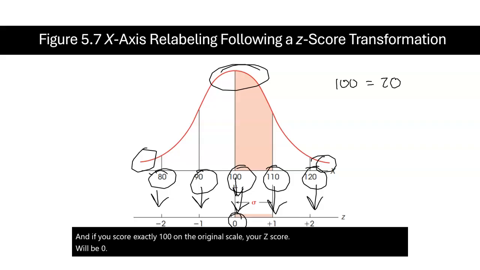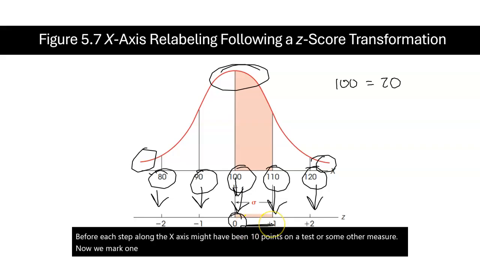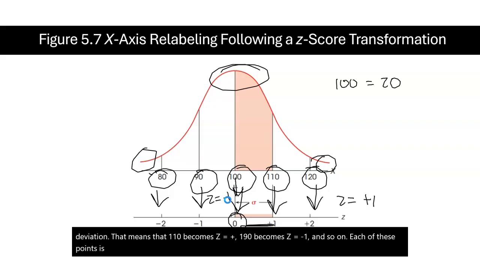Before, each step along the x-axis might have been 10 points on a test or some other measure. Now we mark one step from 0 to +1 or 0 to -1, which would be one standard deviation. That means that 110 becomes z equals +1, 90 becomes z equals -1, and so on. Each of these points is one standard deviation from the mean.